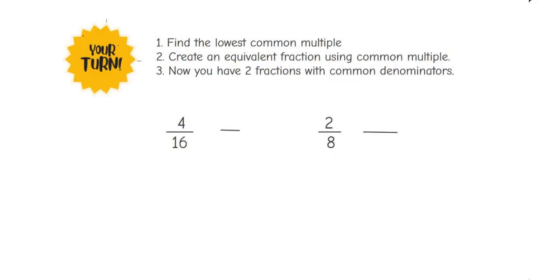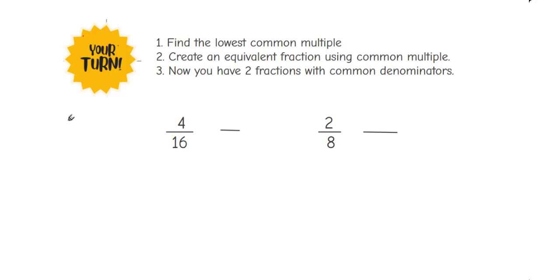All right, this is our last one. You have 4/16 and 2/8. The first thing you're going to do is find that lowest common multiple, and then we're going to use it to create two equivalent fractions, one on the left, one on the right, and then we'll end up with two fractions that have common denominators. Pause the video, take your time, and then come back.